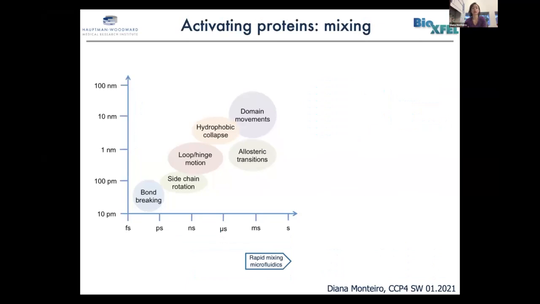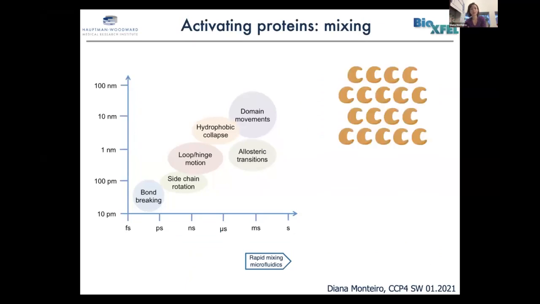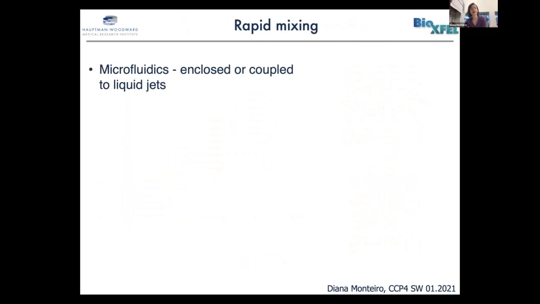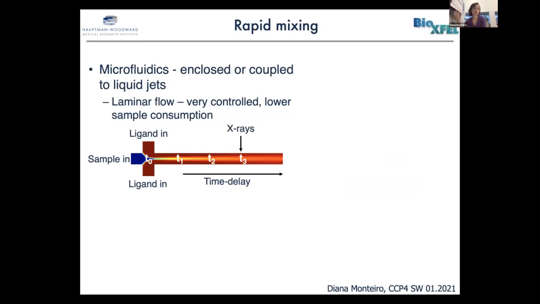Let's start with mixing. So very simply and very pictorially, here is an ensemble of molecules. You add a ligand and something happens. And I think this is a fairly simple concept. It does get a little bit more complicated. So microfluidics, as I said, can be enclosed or coupled to liquid jets. And usually we use something called laminar flow. I'm not going to get into details, but this is a very controlled way of diffusing a ligand into a sample. And it is relatively low sample consumption compared to another method that I'll come to.